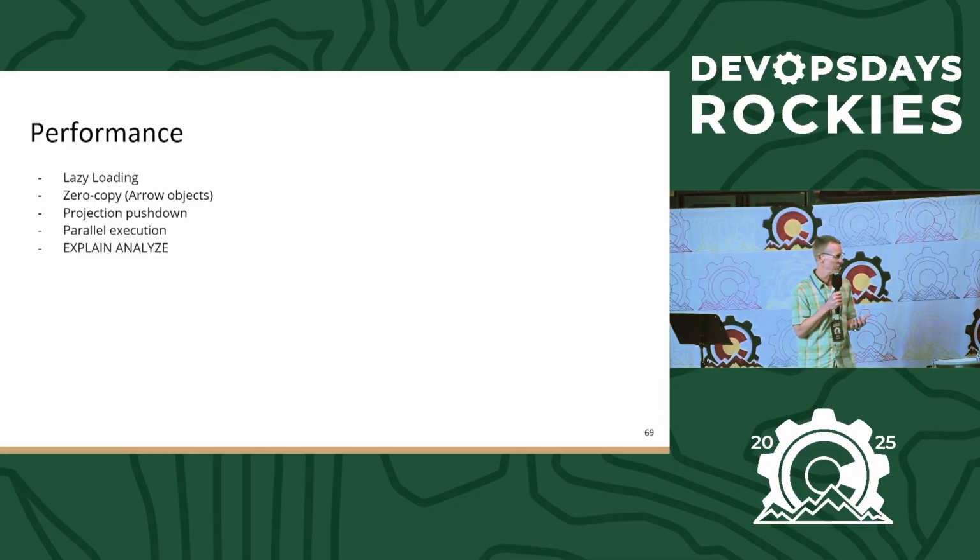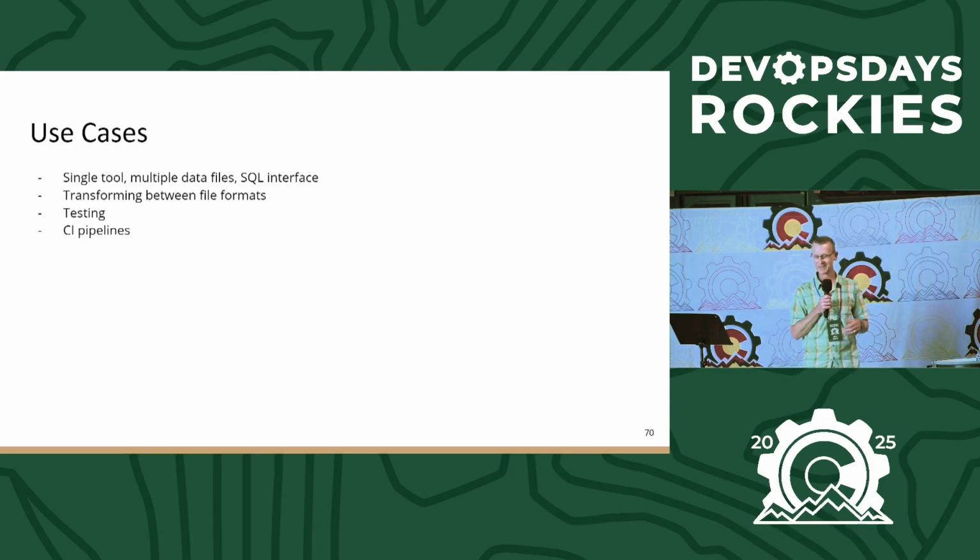Performance, it's great in there. So these are some of the things it does to make performance great. It does lazy loading. So if you're reading a column data store, it can just read the columns that you're looking for. It has zero copy when dealing with Arrow objects. It has projection pushdown.